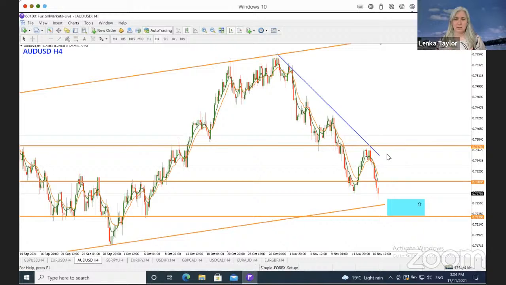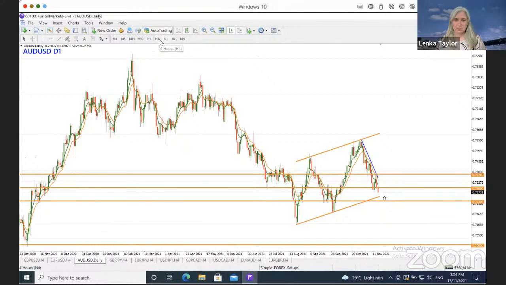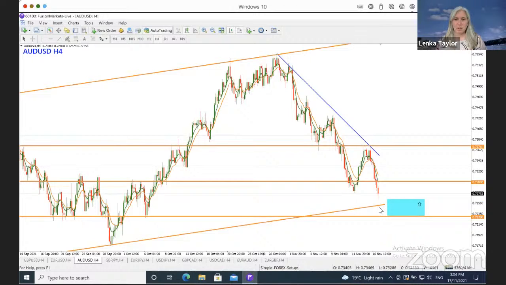That one was missed, didn't play. So this one, I'm looking for reversal around the channel, which is on the daily channel that's looking like it's going up, or at the bottom of the horizontal level at 0.723. So let's see what happens with that.